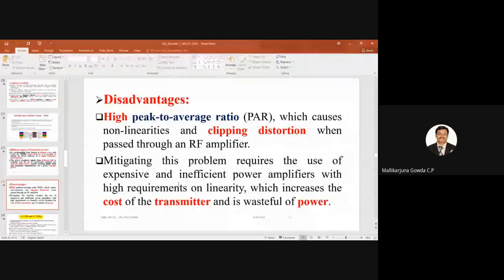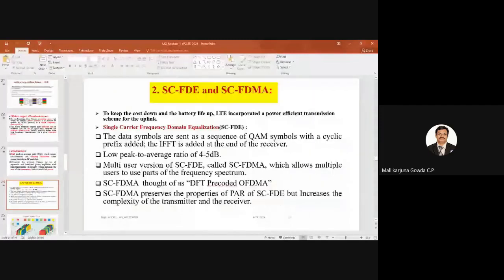Okay, so the next enabling technology is this one, SC-FDE and SC-FDMA. What does SC-FDE mean? Single carrier frequency domain equalization. And SC-FDMA is single carrier frequency domain multiple access.